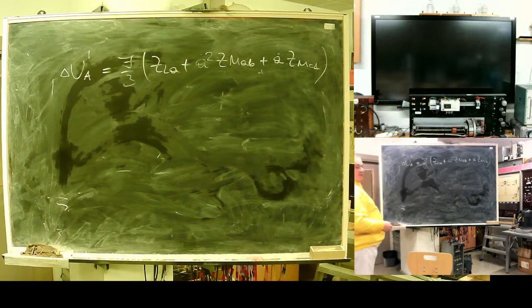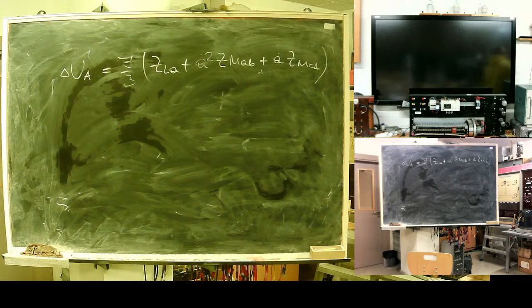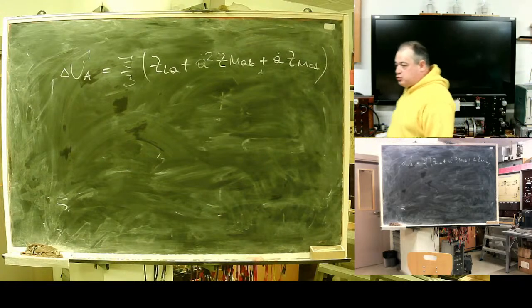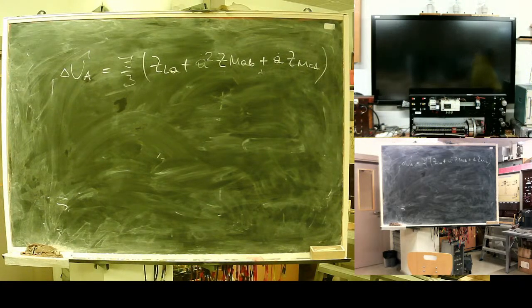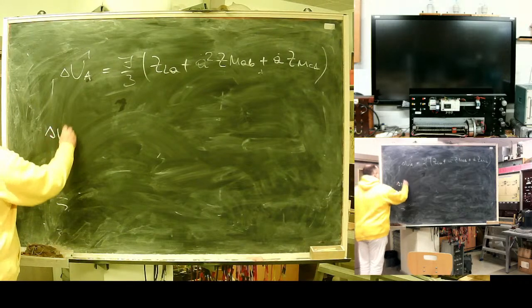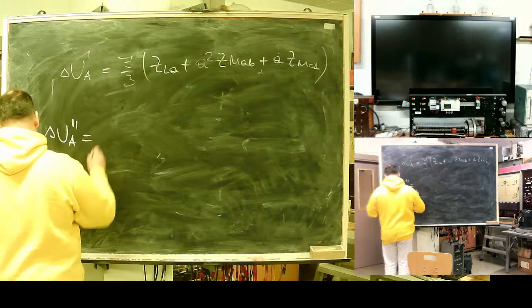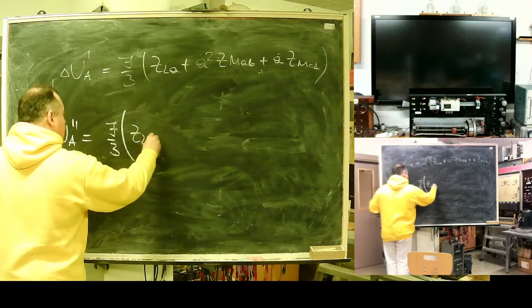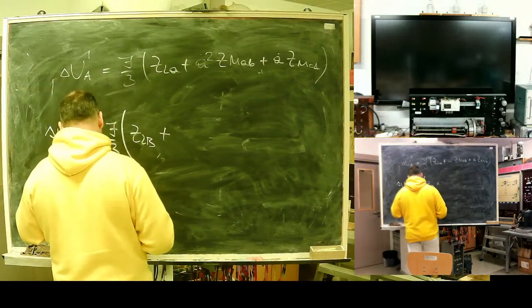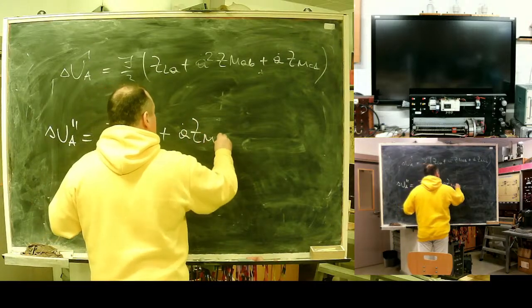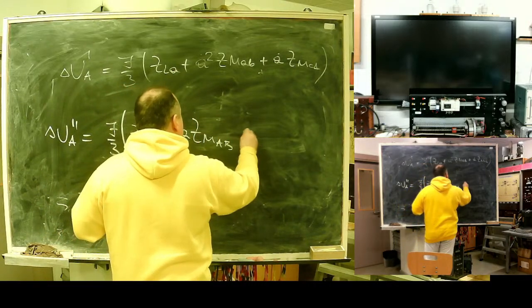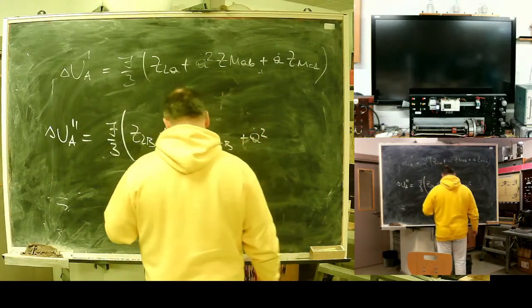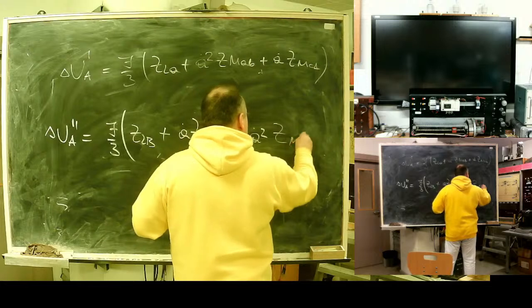For the second segment of line, between barrels 2 and 3, I will get ZLB plus A Z mutual AB plus A squared Z mutual BC.